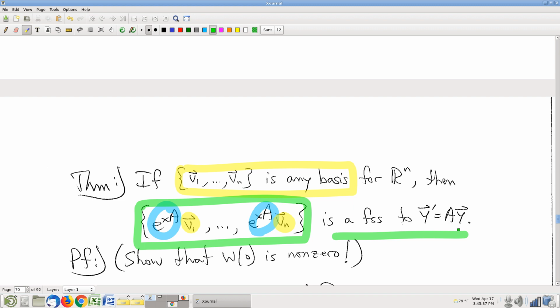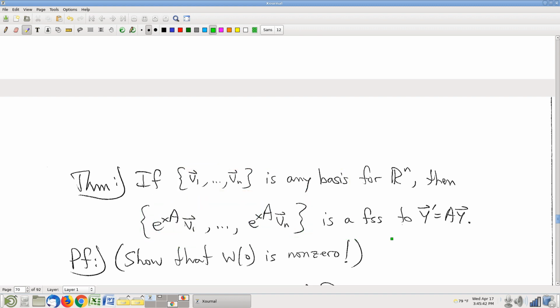Now I am going to ask you all to prove this theorem. It's not that big of a deal to prove. We know we're looking for an n-dimensional vector space. We know this is in n-dimensional vectors. So really all you need to do is prove that this list is independent. How are you going to prove that that list is independent? Well, you're going to compute the Wronskian.